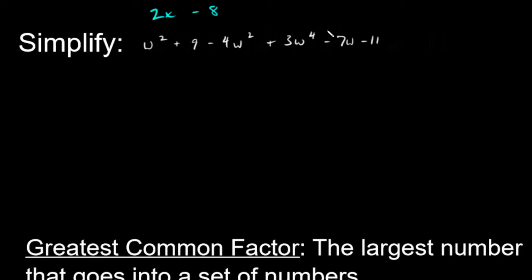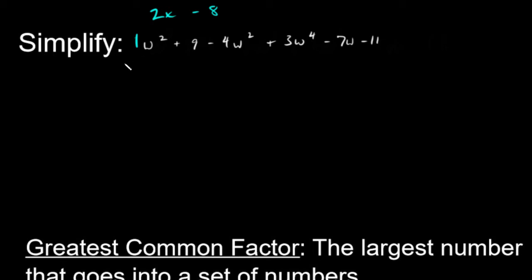Like terms are things that can be combined. I'm trying to think of a way to explain this that's simple to understand. Like numbers can be combined together, and then the same letters with the same exponents can be combined together. So this is really 1w squared.